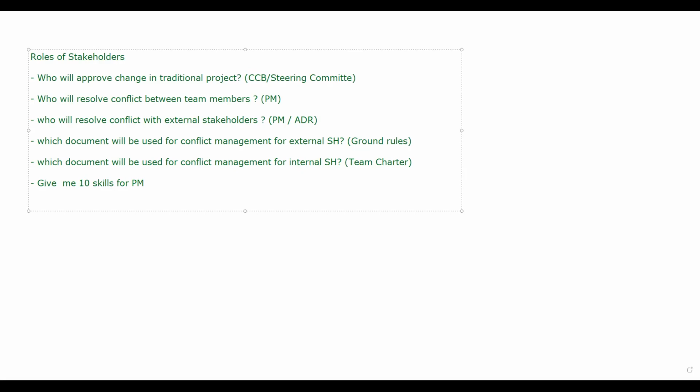Now, you guys give me 10 skills for a project manager. You can type it in the chat window. 10 skills a project manager should have. There are more, but give me 10. You can type it in the chat window. List. That is space for PM, and you can send me on the chat. I will paste it here. Yeah, write 10 and then press enter.